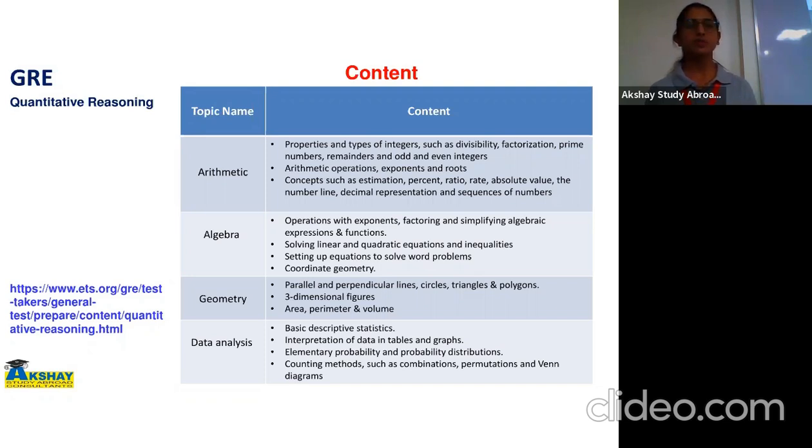Next section is algebra. Algebra includes operations with exponents. Exponents, something raised to something, right? So that is exponents. Laws of indices. Do you remember laws of indices? No? A raised to m into a raised to n, right? So those laws of indices, factoring and simplifying algebraic expressions and functions, solving linear and quadratic equations, finding out your final answer.